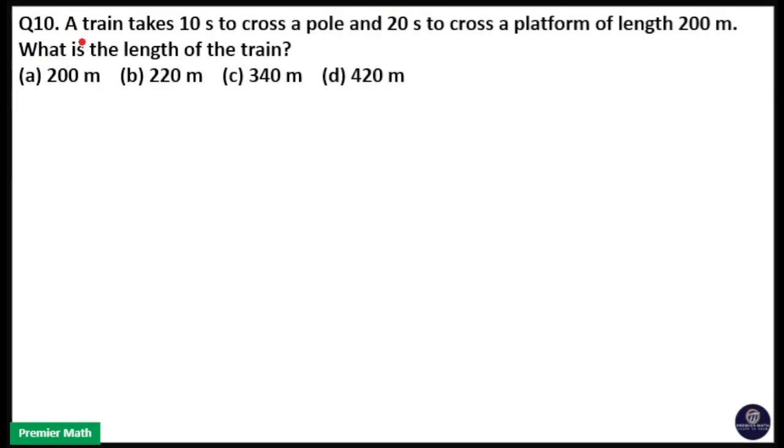Next is question number 10. A train takes 10 seconds to cross a pole and 20 seconds to cross a platform of length 200 meters. What is the length of the train?